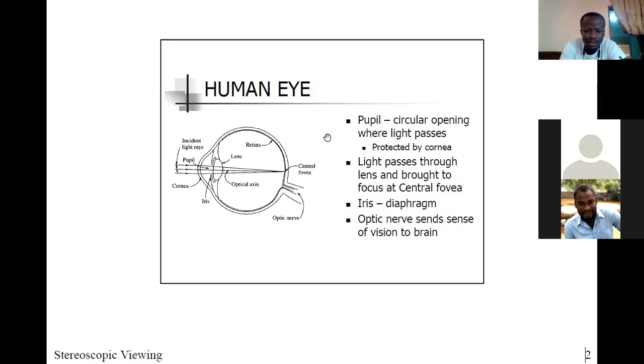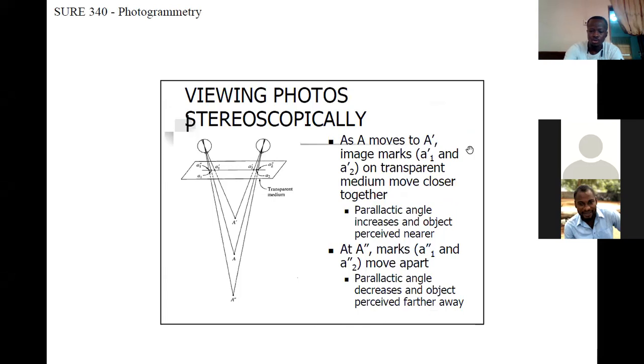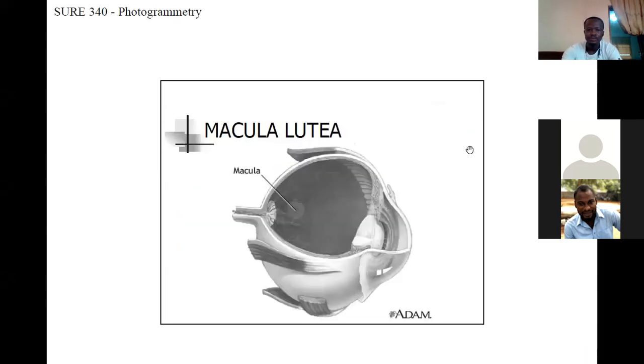The optic nerve sends the sense of vision to the brain. So that is basically about the eye. Okay, I think we all should know how the eye works.